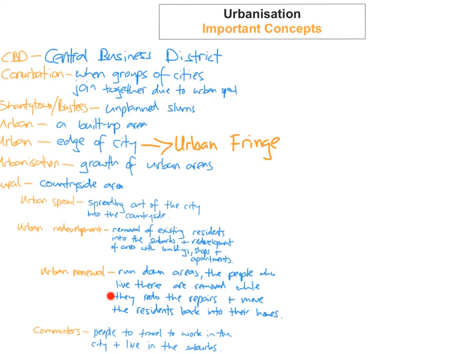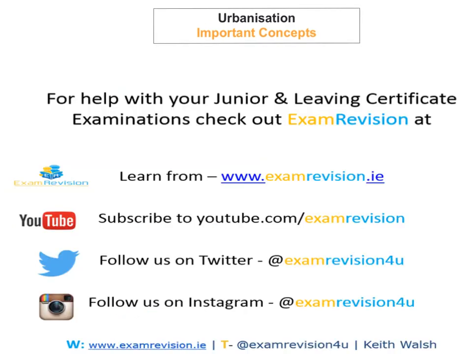Urban renewal is when they take the residents out of the area and rehouse them temporarily. Then they redo their existing homes and improve the services and the job opportunities within the area. And then they move the old residents back into their new homes. And the last one is commuters, when people live in the suburbs and travel to the city in order to work. So that's it for today's tutorial on important concepts of urbanisation.